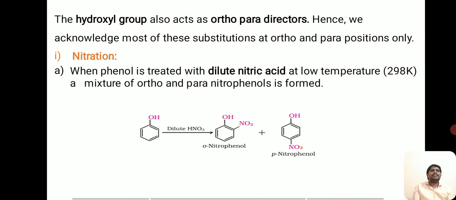In this electrophilic substitution reaction, the first one is nitration. When phenol is treated with dilute nitric acid at low temperature, around 298 Kelvin, a mixture of ortho as well as para nitrophenols are formed.